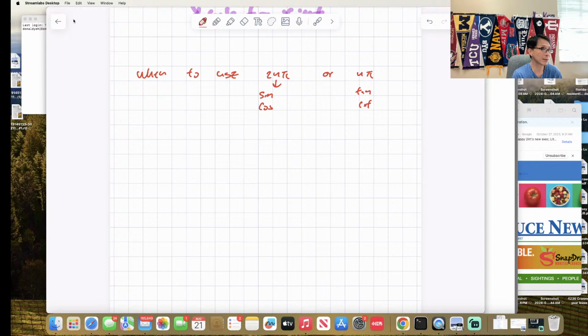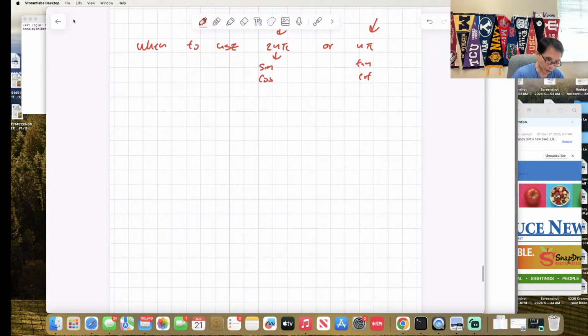Am I going too fast? It's 2n pi for sine or cosine. So if you have sine of 3x equal to this, or sine of 5x equal to something, you're going to use 2n pi rather than n pi. N pi is only for tangent and cotangent.